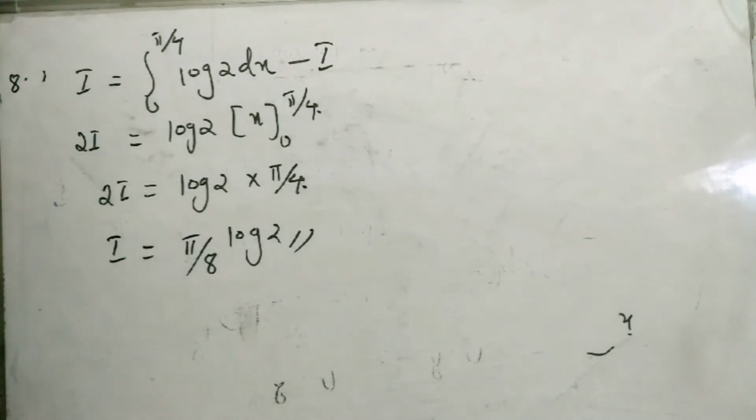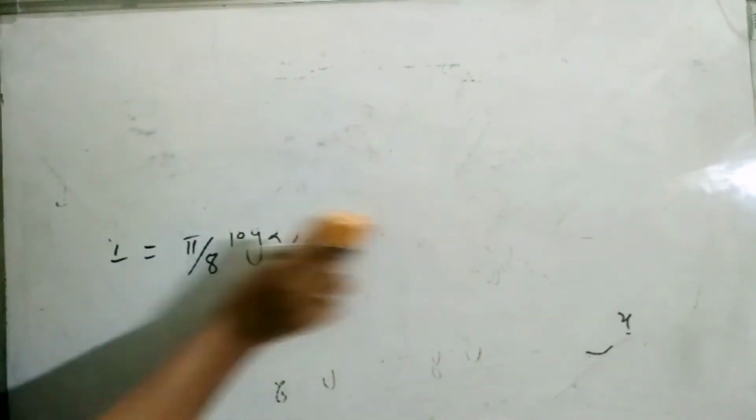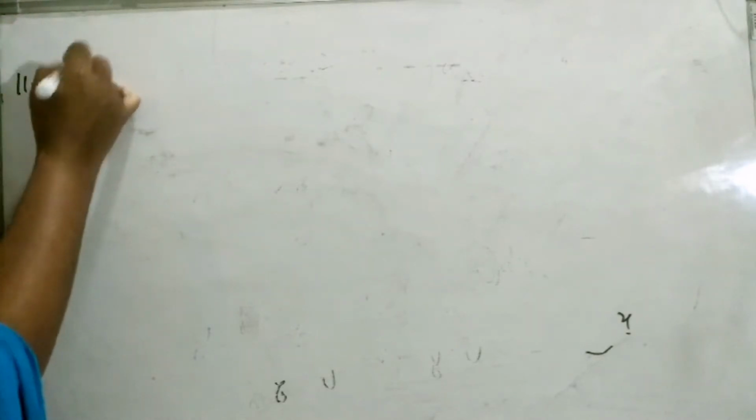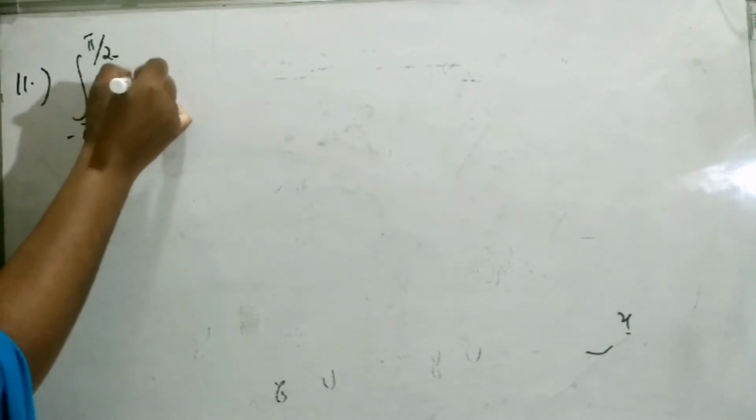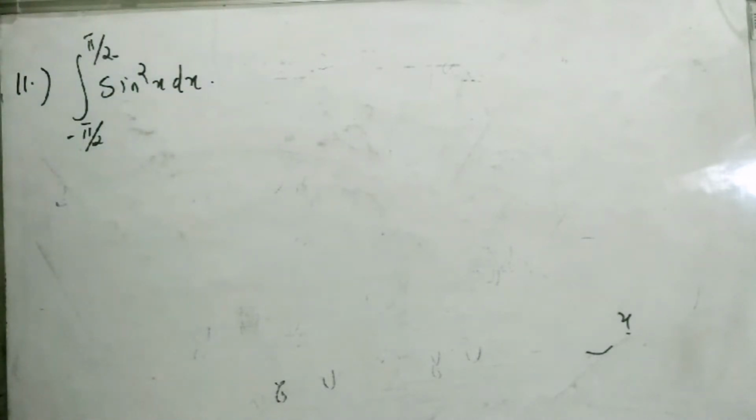Now I am going to do the 11th question. Integral from minus pi by 2 to pi by 2 of sine square x dx. Here just look at the interval of integration. It is like minus a to a. So we can use that last result: integral minus a to a f of x dx is equal to 2 into integral 0 to a f of x dx if f of minus x is equal to f of x. Otherwise that is 0.